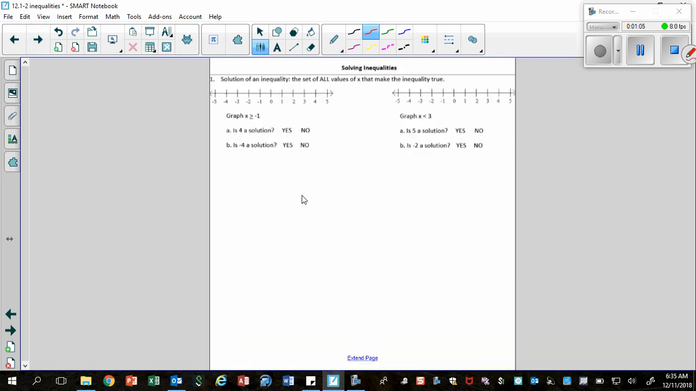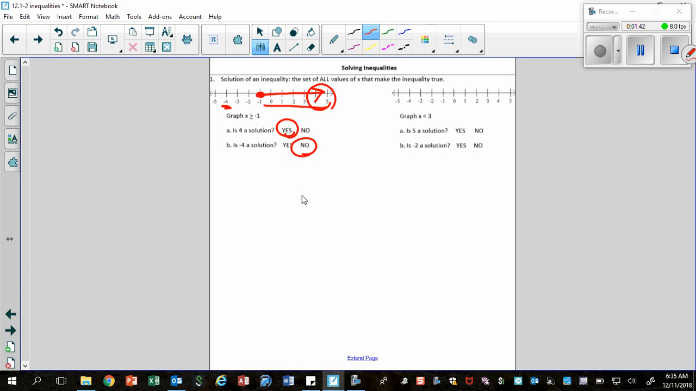Okay, so for number 1, a solution of an inequality is the set of all values of x that make the inequality true. First we're going to graph x is greater than or equal to -1. Closed circle pointing to the right. And we're going to ask ourselves, is 4 a solution? Does this line cross 4? Well, it does, so 4 would be a solution. On the other hand, -4: does the line go through -4? No, it does not, so -4 would not be a solution.